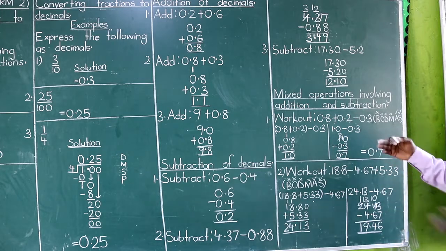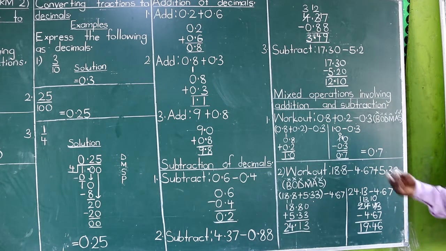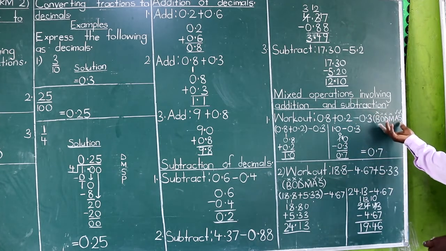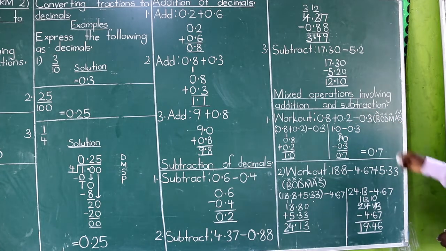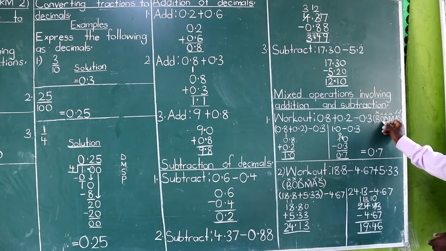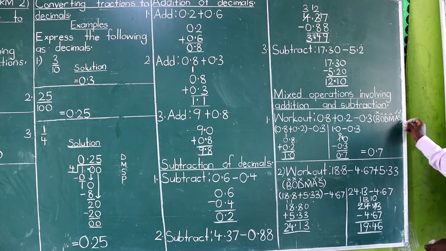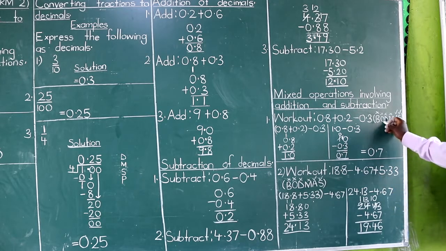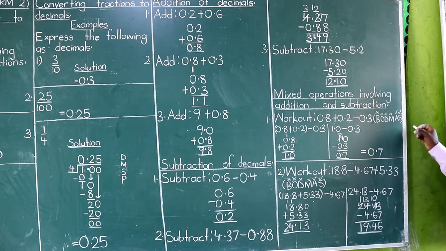Whenever you see more than one operation in a particular number, you must write the word BODMAS and start identifying. Remember, BODMAS means brackets, of, division, multiplication, addition, and subtraction. Then you ask yourself, do I have brackets in here? No. Do I have the word of? No. Do I have division? No. Do I have multiplication? No. Do I have addition? Yes. That's why you tick this one.